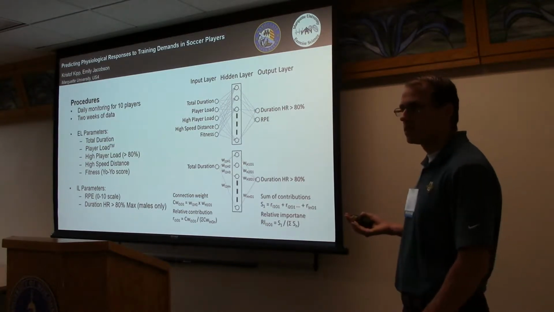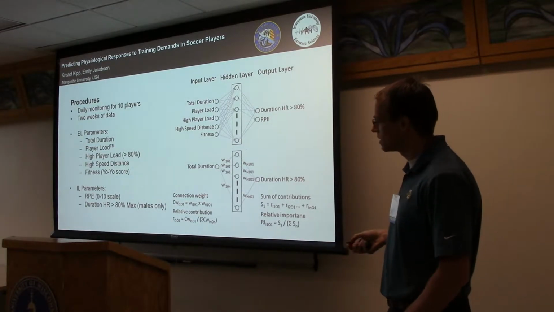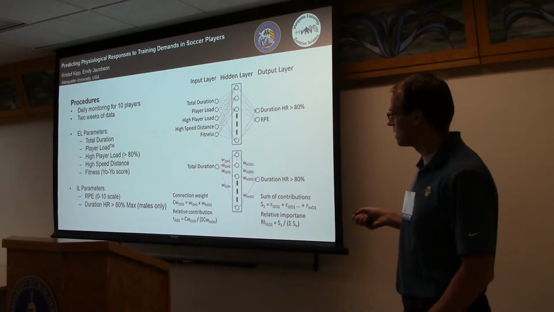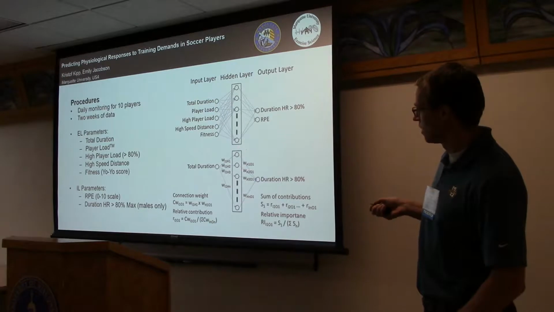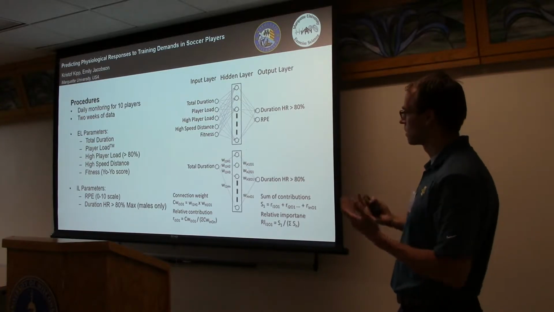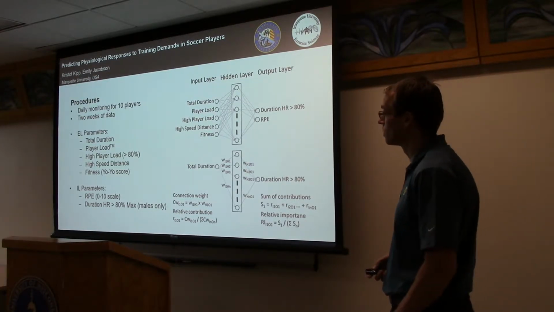So we used a connection weights algorithm where we basically try to establish how much does each of these neurons turn on the neuron in the hidden layer, and then we map the relationship of these connections as a percentage of all the connections to give us an idea of the relative importance.